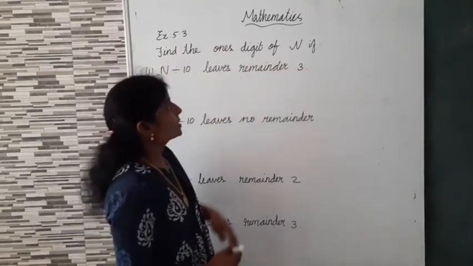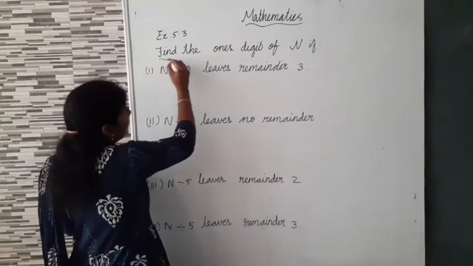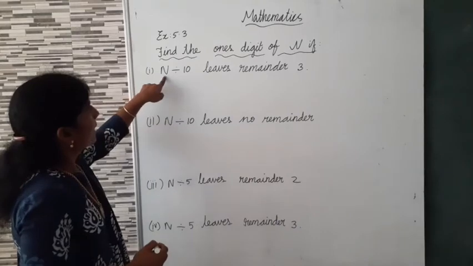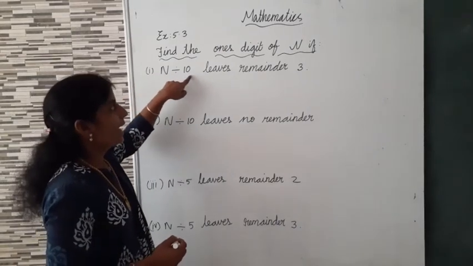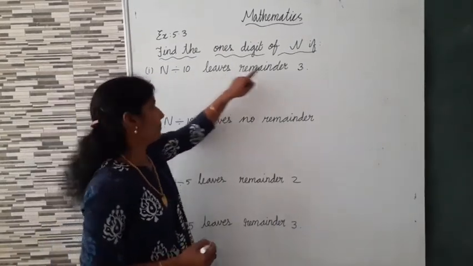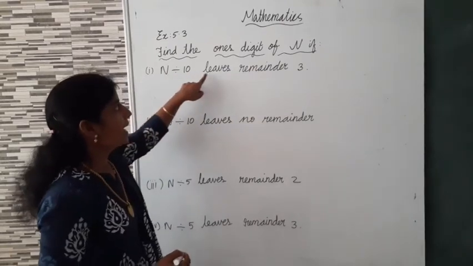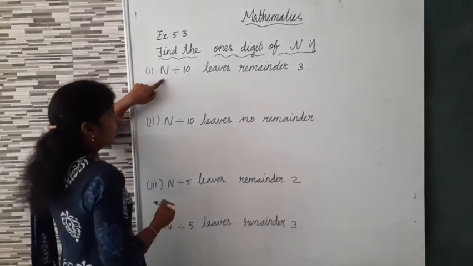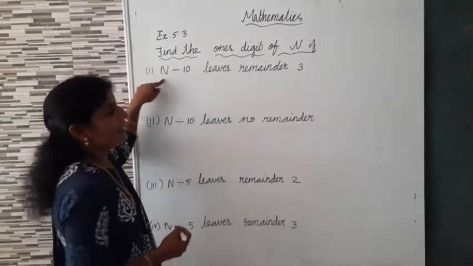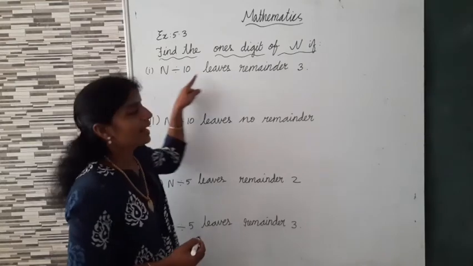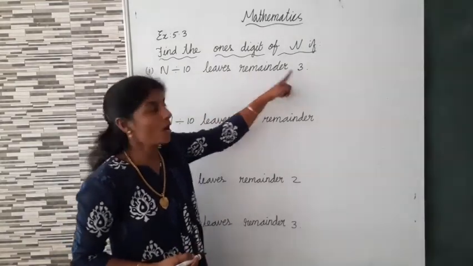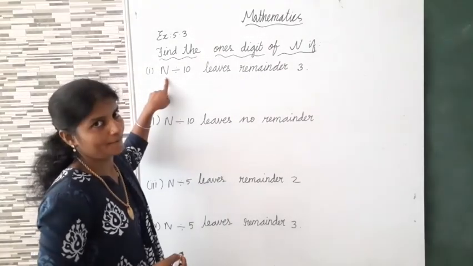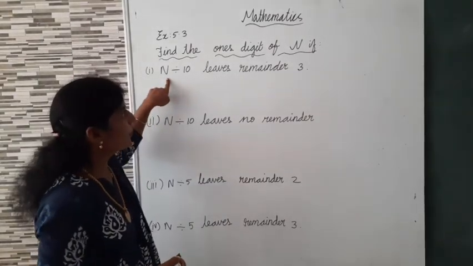Find the ones digit of n. Okay. Now first question: n divided by 10 leaves remainder 3. Now here, any number divided by 10 has remainder 3. What is that number? That is n. What is n? Okay. How can you find it?